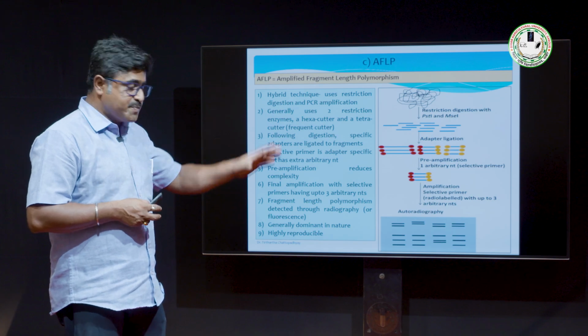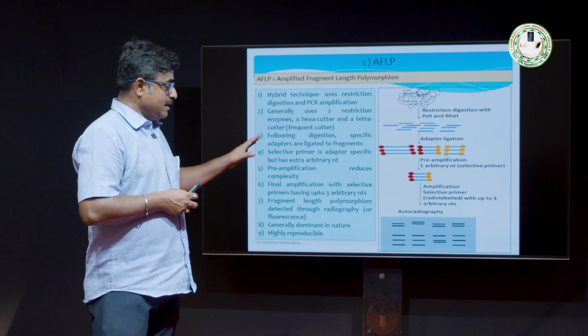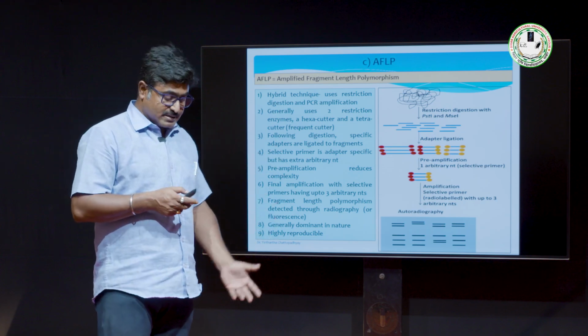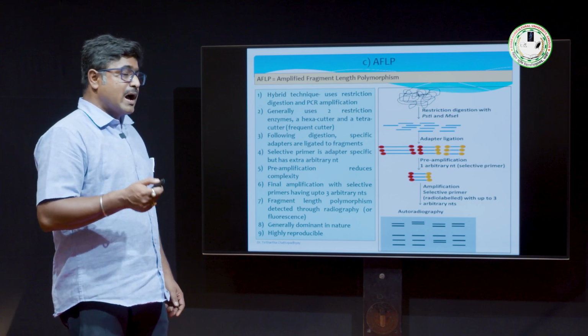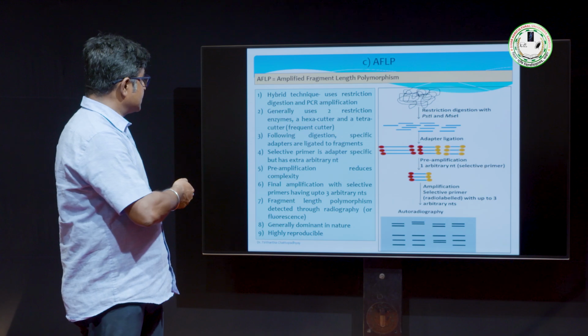Otherwise there will be so many bands that it will be very difficult to score the gel, but here the reproducibility is much higher and you get relatively fewer bands. This technique, AFLP, helped previously to give an idea of several genetic regulations and development of molecular markers.